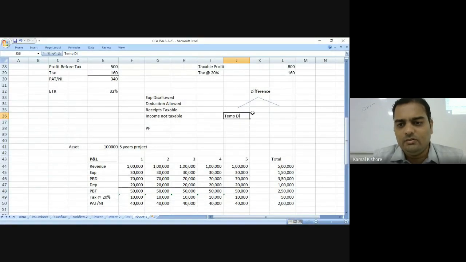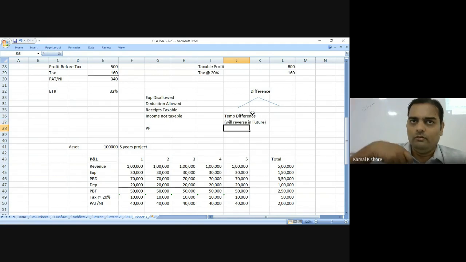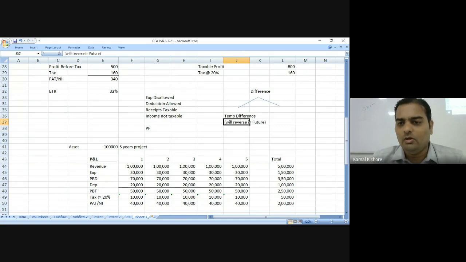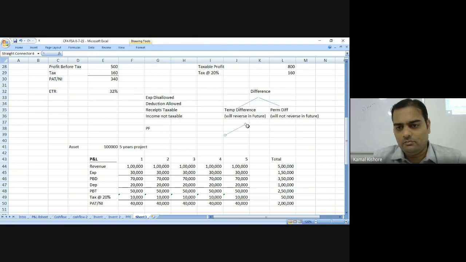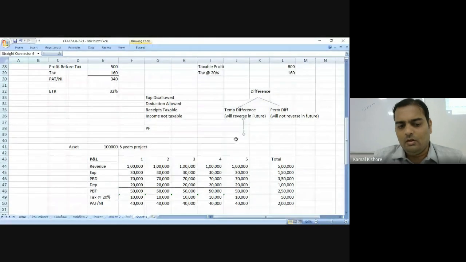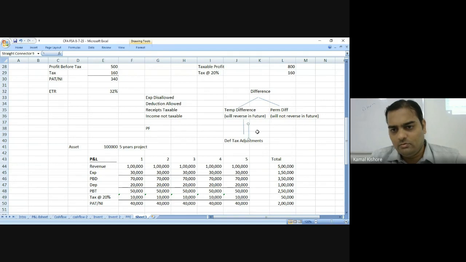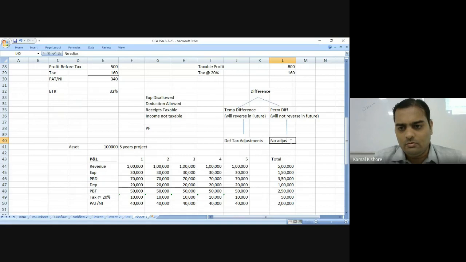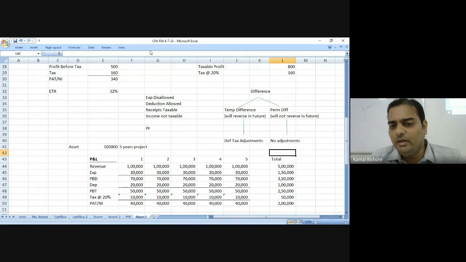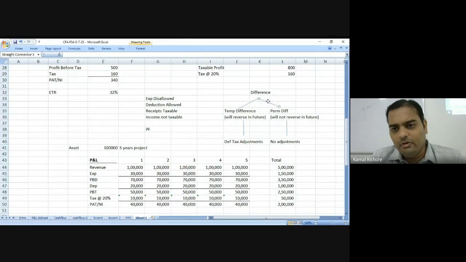Okay, temporary difference. That means this will reverse in future, whether high or low, whether a benefit or a disadvantage, it will reverse in future. Okay, permanent difference will not reverse in future. So for this, what you have? You have deferred tax adjustments. Here no adjustments. That means we will not do any adjustment in case of permanent differences. In case of temporary difference, we will do adjustments.